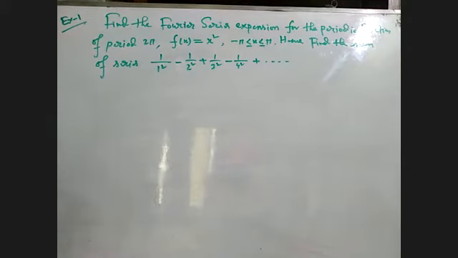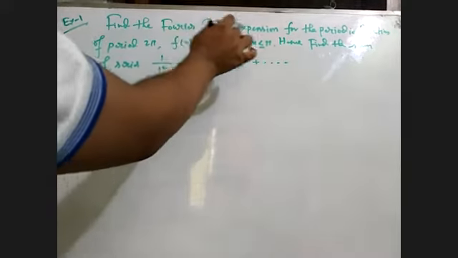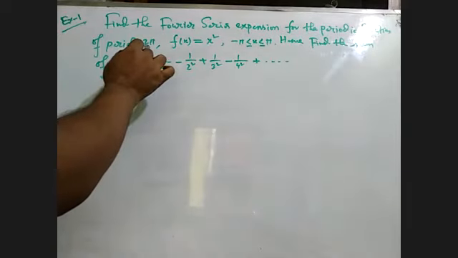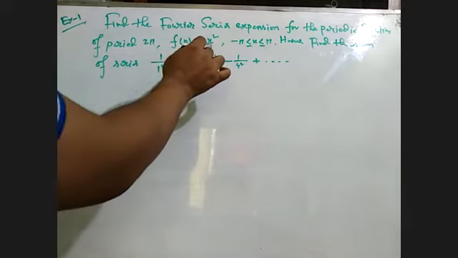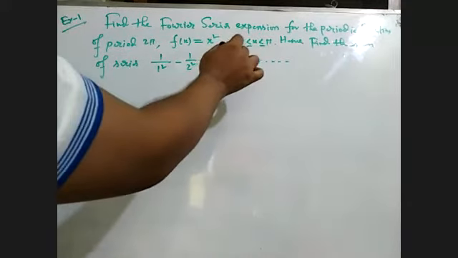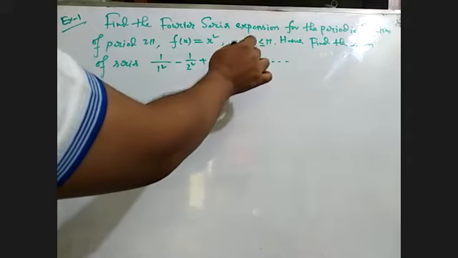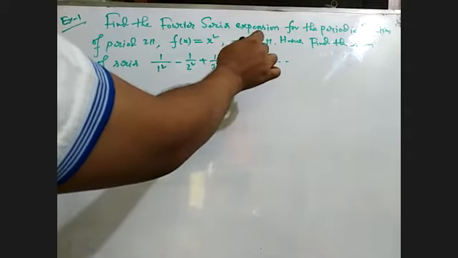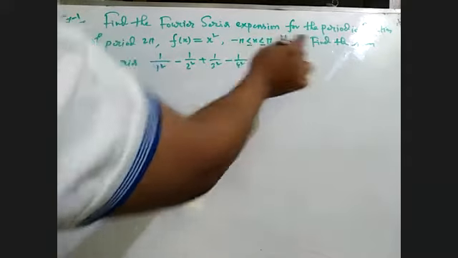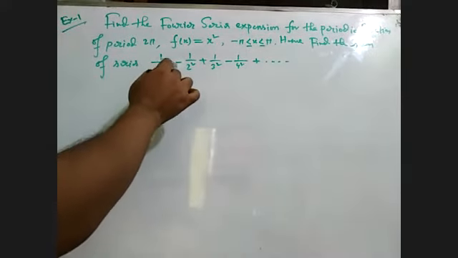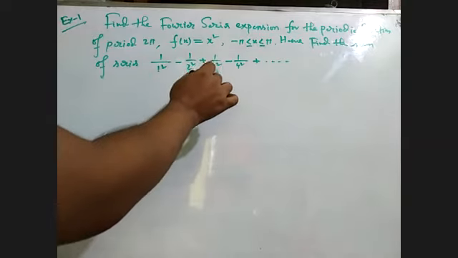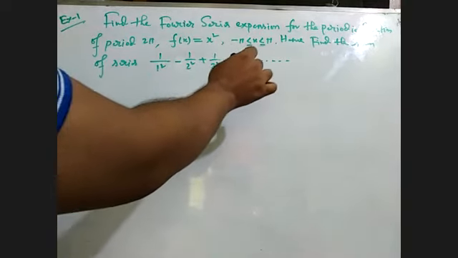Okay, now an important example connecting to odd function and even function for the Fourier series. Find the Fourier series expansion for the periodic function of period 2 pi, f of x equals x square, where x lies between minus pi and plus pi, that means minus pi less than or equal to x less than or equal to pi. Hence, find the sum of the series 1 by 1 square minus 1 by 2 square plus 1 by 3 square minus 1 by 4 square plus and so on.